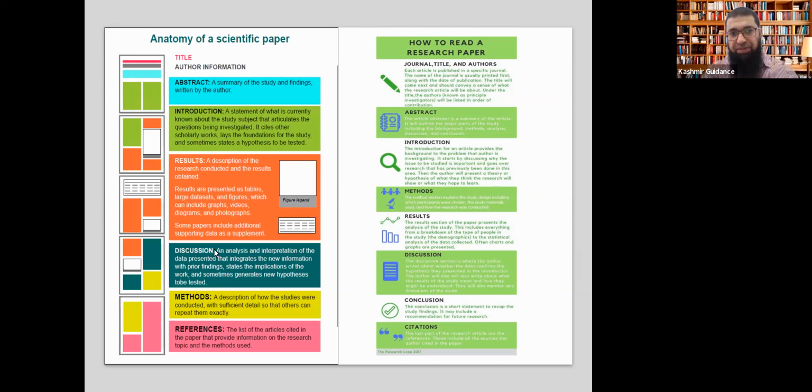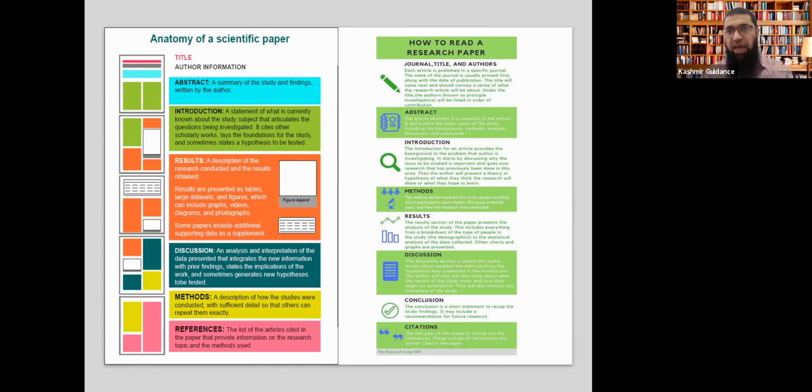So after the results, we will find the discussion. The discussion is an analysis and interpretation of the data which was presented in this paper, and this data is integrated and seen with the other research which has been carried out in the same domain by other scientists, so that it shows whether your research is matching with the others or not.